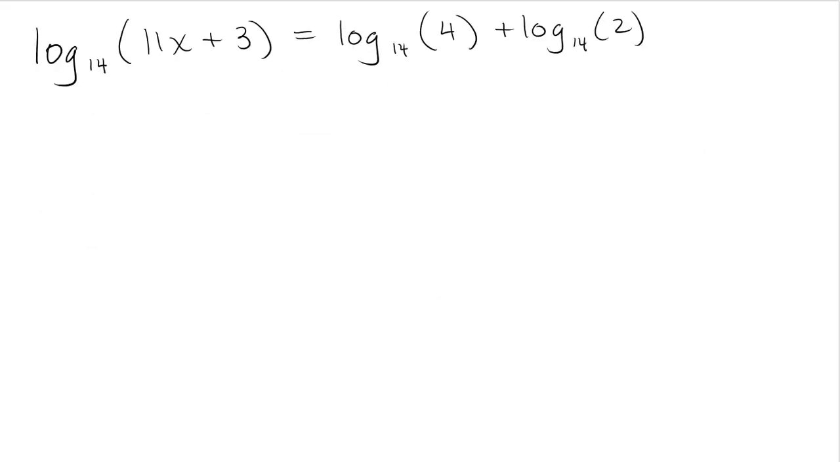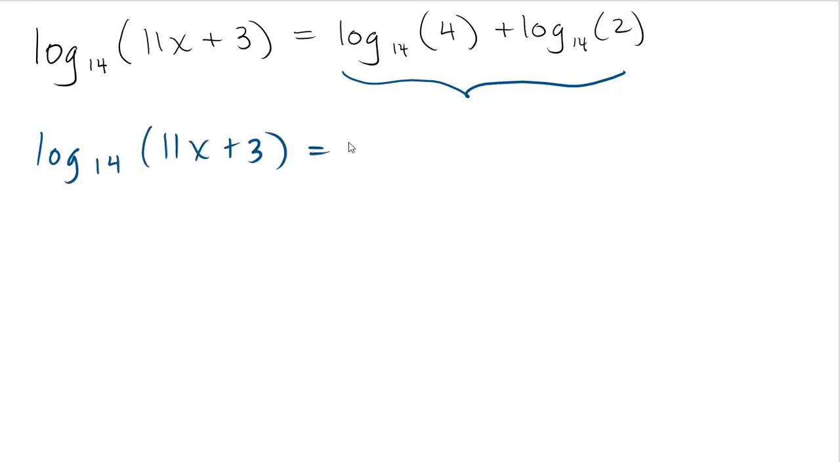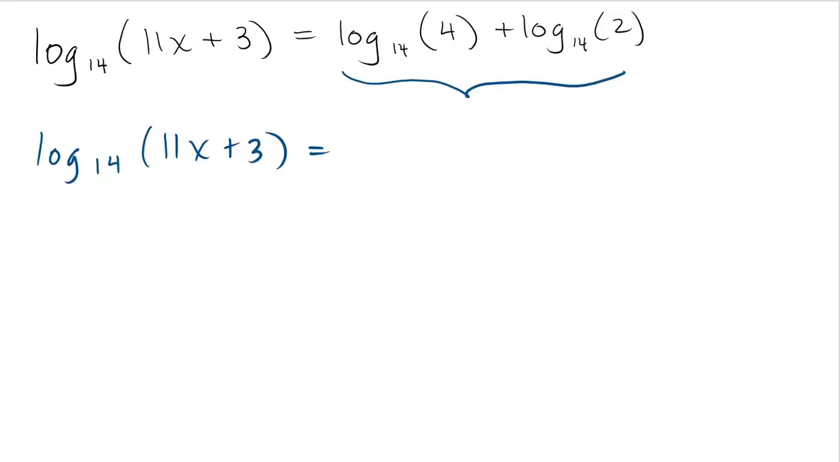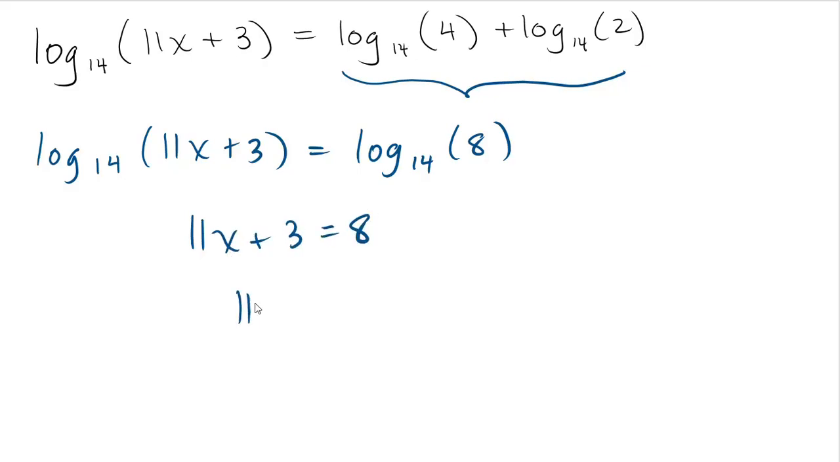Let's just jump right in. Our first example says log base 14 of 11x plus 3 equals log base 14 of 4 plus log base 14 of 2. If we can rewrite this sum as a single logarithm, then we can apply that one-to-one property. Left side I'm not doing anything with just yet. On the right side we're adding two logarithms with the same base, and our rule says that we can multiply the inputs. So this is log base 14 of 8, 4 times 2. The only way the left side could be equal to the right side is if the inputs are the same, because logarithms are one-to-one. So 11x plus 3 equals 8, 11x equals 5, x equals 5 over 11.